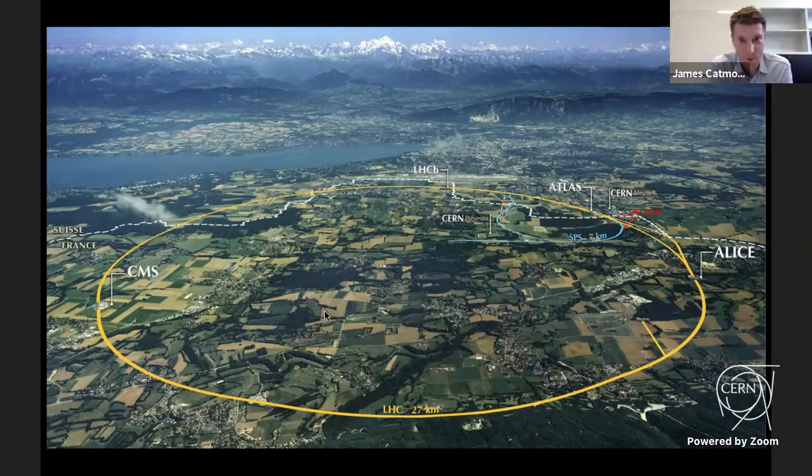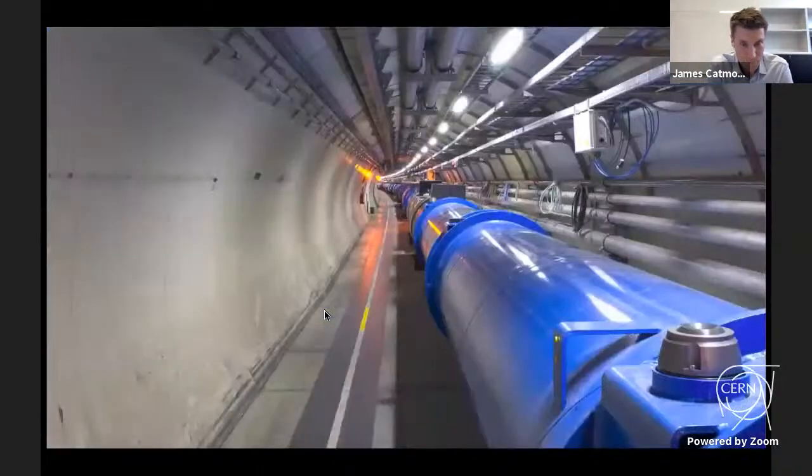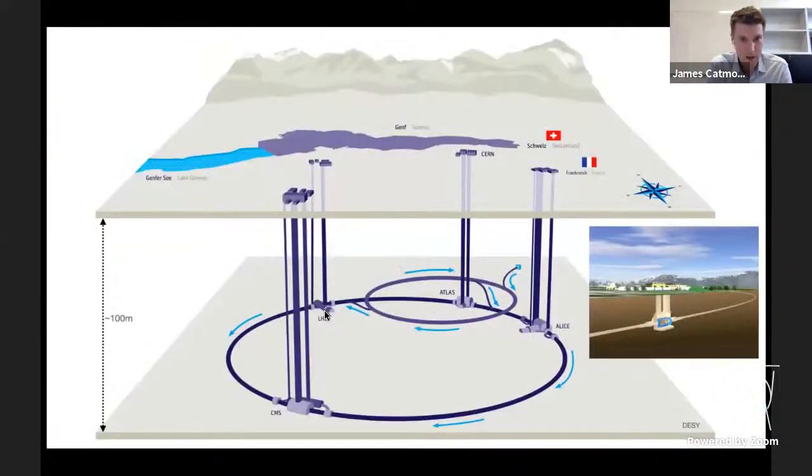But there are four experiments located at four points where the beams of particles collide. This is the kind of iconic shot of the Large Hadron Collider tunnel. The blue object is one of the magnets which we use to steer the particles around the accelerator. This is a schematic to show how it actually looks in more simple terms. So as I said, it's 100 meters underground, and you have these four experiments, Atlas, LHCb, CMS, and ALICE, which are spread out around the ring. And this schematic in the corner, the small one, sort of shows you the scale in a more realistic sense, how deeply buried the experiments are.